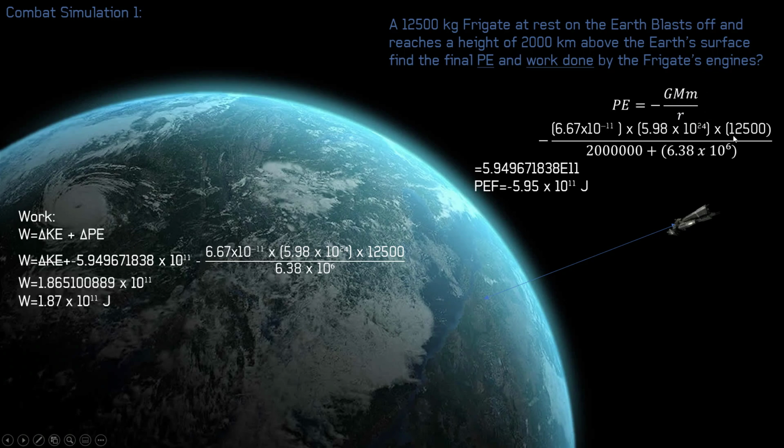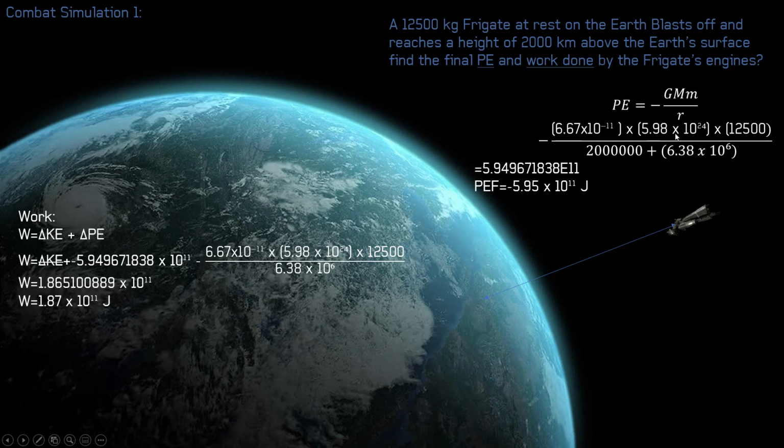There should be two objects in this calculation, and as you can see in this example, there are two objects: this planet right here and the frigate right there. The mass of Earth is 5.98 times 10 to the 24 kilograms, and the mass of the frigate is 12,500 kilograms. So we're going to plug that in there.